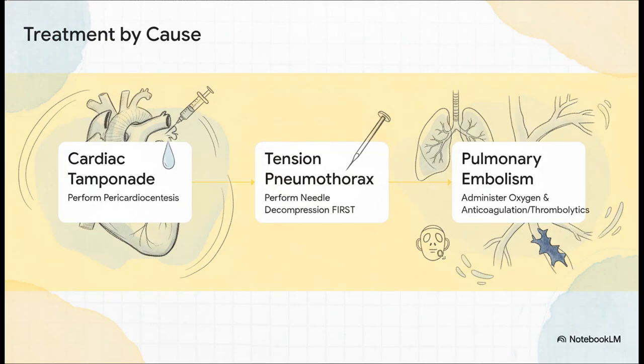If it's cardiac tamponade, you need a pericardiocentesis, a big needle to go in and drain that fluid from around the heart. For a tension pneumo, you need immediate needle decompression to let that trapped air out. Don't wait for a chest x-ray. This has to happen now. And for a massive PE, you're giving high-flow oxygen, starting anticoagulants, and maybe even giving powerful clot-busting drugs called thrombolytics.